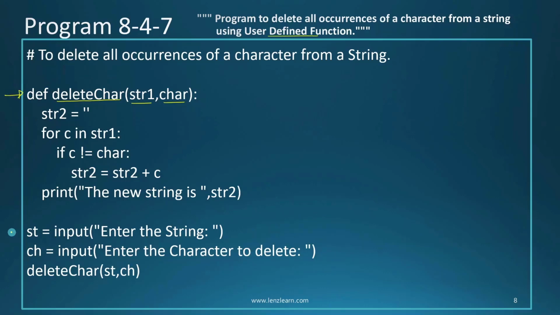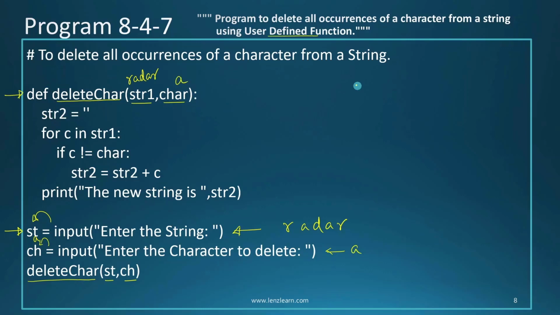So after the function definition, it will come to the next line in the main program. Now here you have to enter the string. So I will enter the string as radar. Okay, so that will be loaded into variable st. And now next it is asking to enter the character to be deleted. So I will enter A because there are 2 A's and I want to delete both. So now A will be stored into ch, and after that I am calling the function deleteChar with st and ch. Okay, so now these 2 values will be passed into the function. Now str1 has value radar and char has value A.